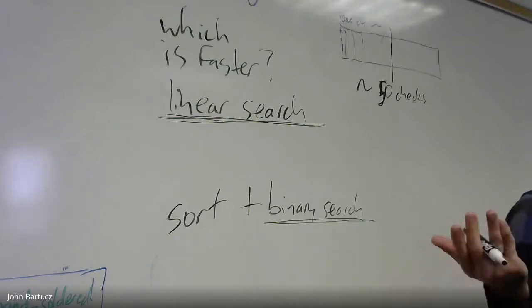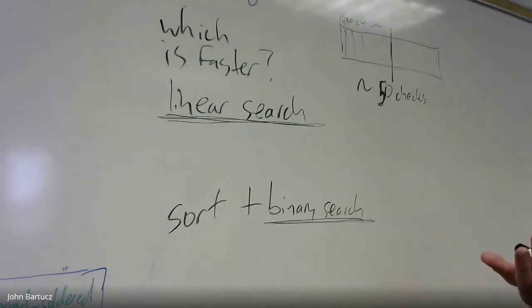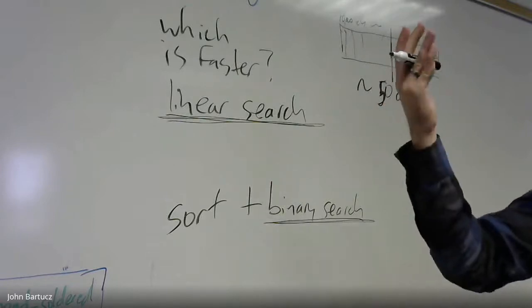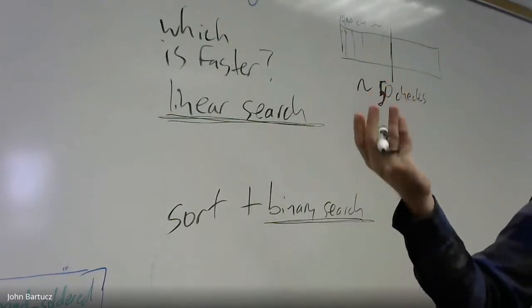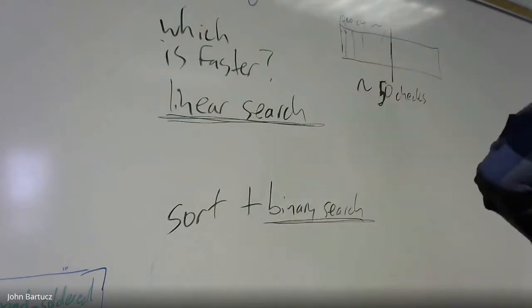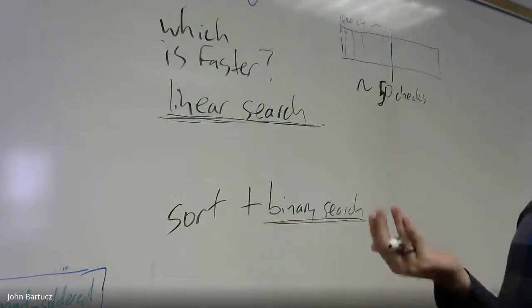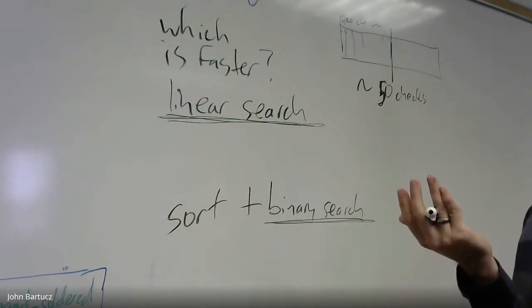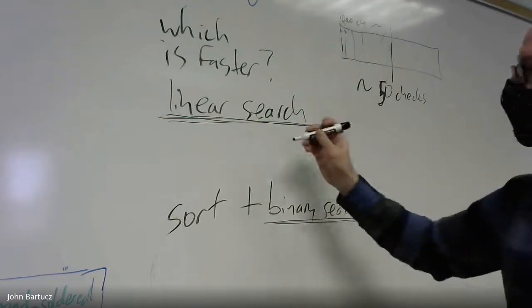What if I have 1,000 numbers? How many checks on average? 500. If I have 1,000,000 numbers, on average it has to check 500,000. If I have n numbers, on average, it has to check half of n, right? n over 2.